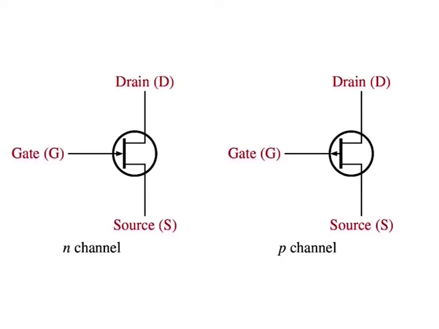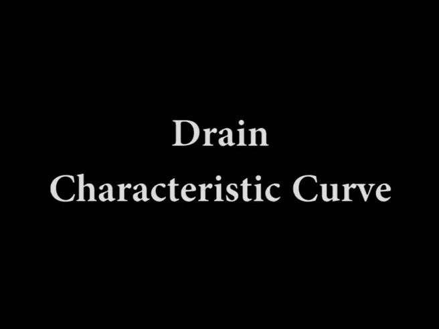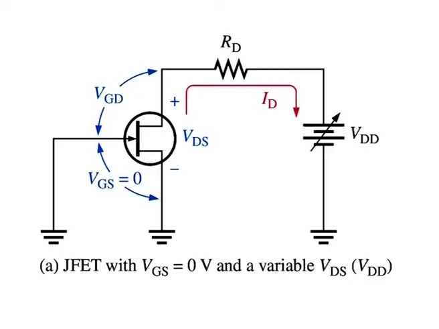JFET symbols. The schematic symbols for both N channel and P channel JFETs are shown in figure here. Notice that the arrow on the gate points in for N channel and out for P channel. Drain characteristic curve. Consider the case when the gate to source voltage is 0. This is produced by shorting the gate to the source as shown in figure A, where both are grounded.